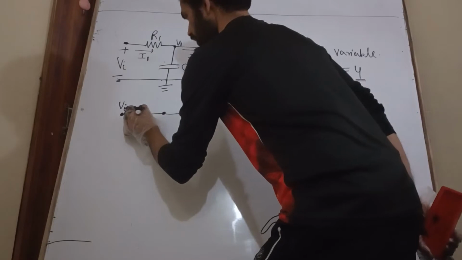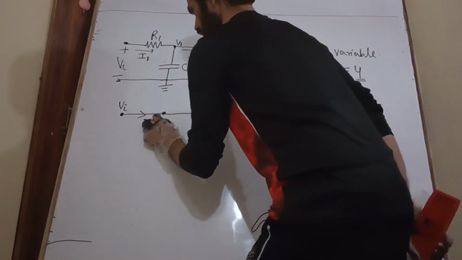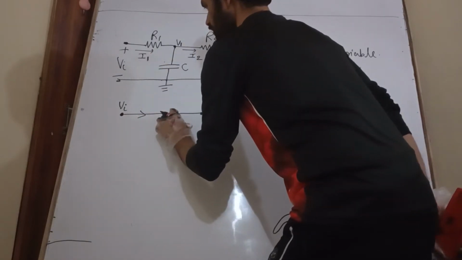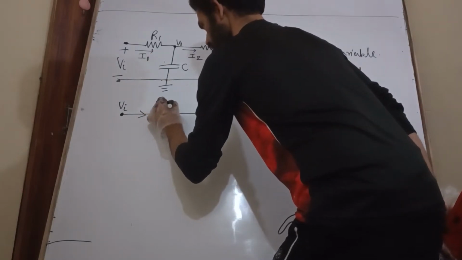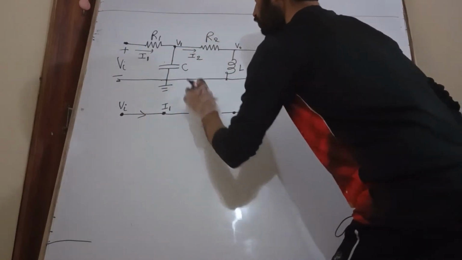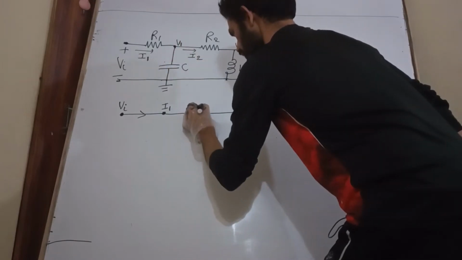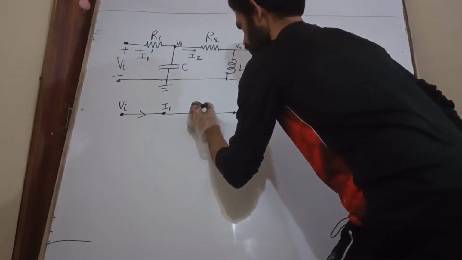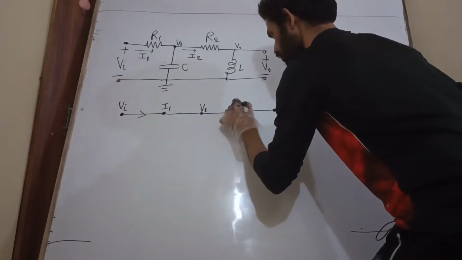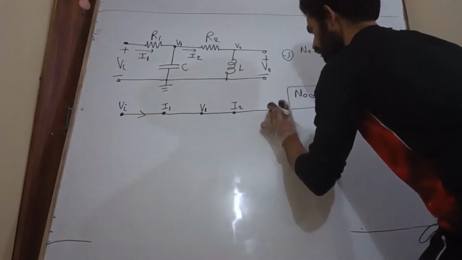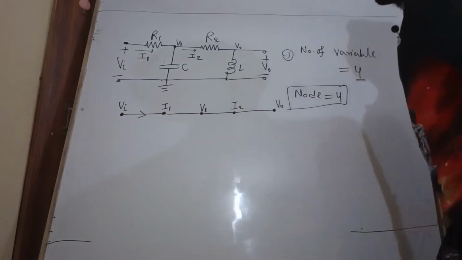Vi. Okay, then there is a gain. Okay, so gain. Now after that, second node is what? I1 right here, I1. Third node is what? V1 right here, V1. Fourth is what? Fourth is I2 right here, I2. Fifth one is what? V0 right here, V0.